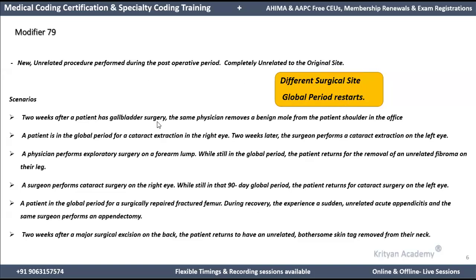2 weeks after a patient has a gallbladder surgery, the same physician removes a benign mole from the patient's shoulder in the office. This is a different procedure, but the patient is in the post-operative period. Yes, we will code this procedure and give the modifier 79 because this is unrelated to the original procedure and during the post-operative period only.